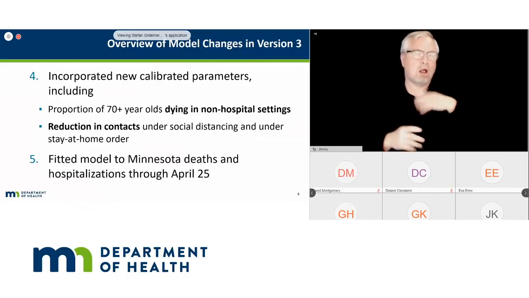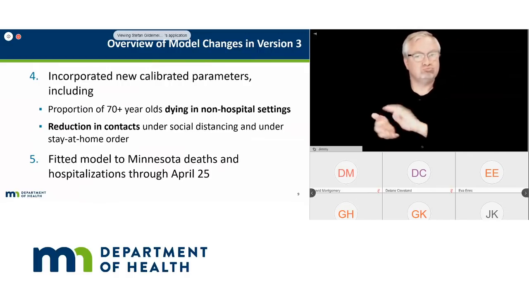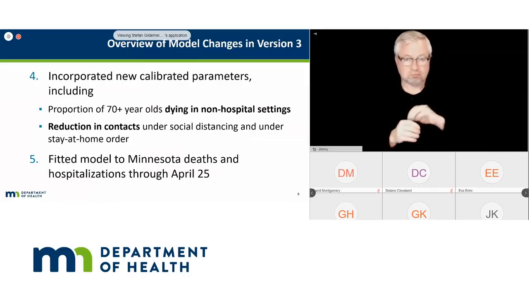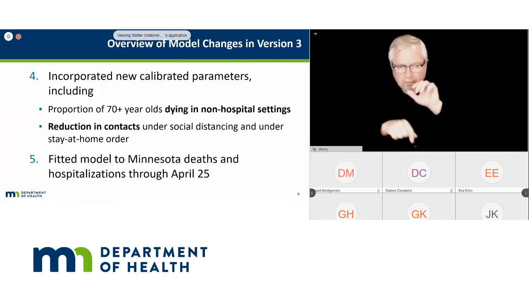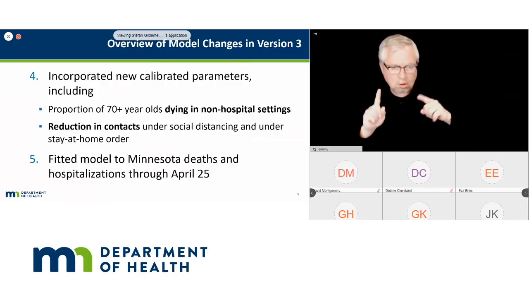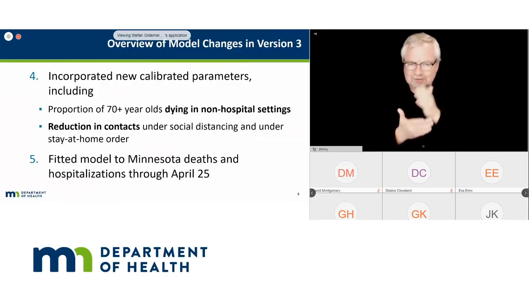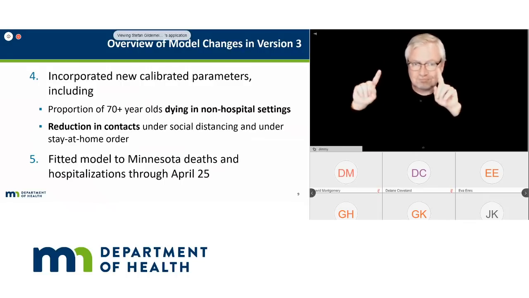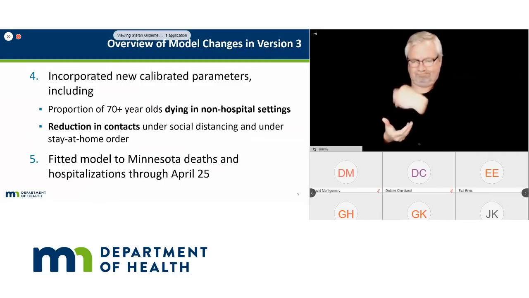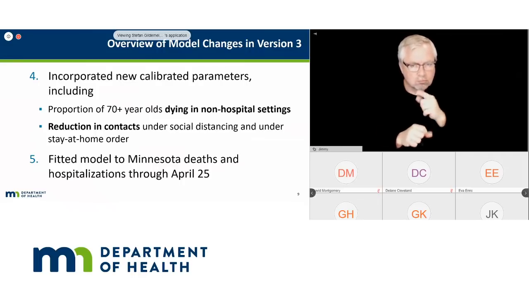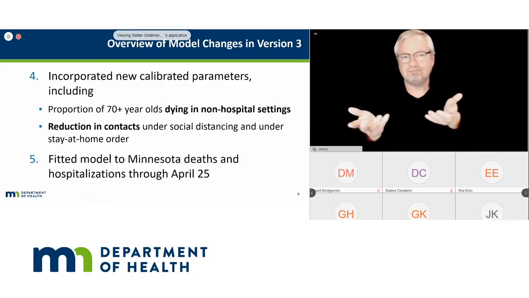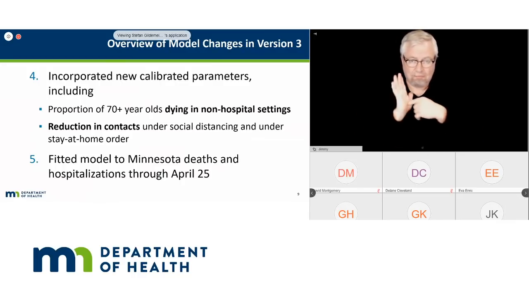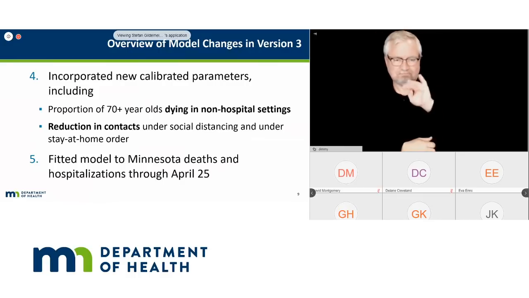And then secondly, in the model we recognize that the mitigation strategies in place in Minnesota, social distancing and the stay-at-home order, were not as effective as we assumed. So we are building those into the model to present a more accurate reflection of the kind of transmission that has been going on and will continue to go on. And then ultimately, we're also fitting the model again to Minnesota deaths and hospitalizations, in this case, through April 25.